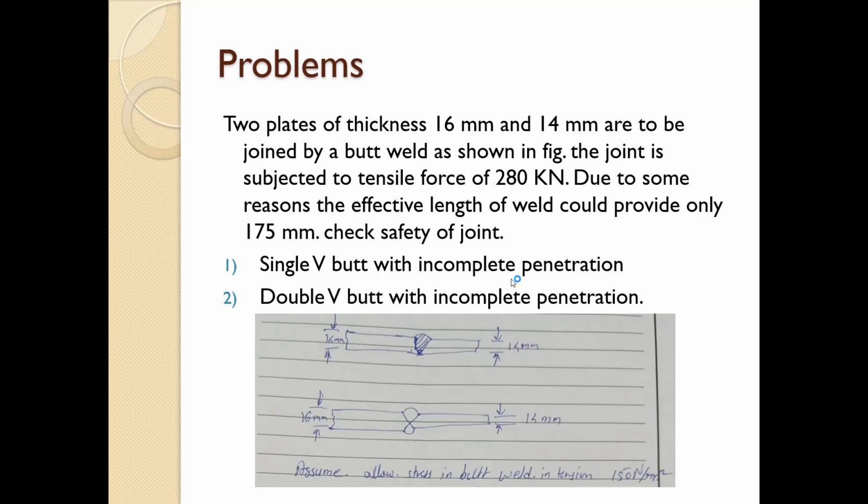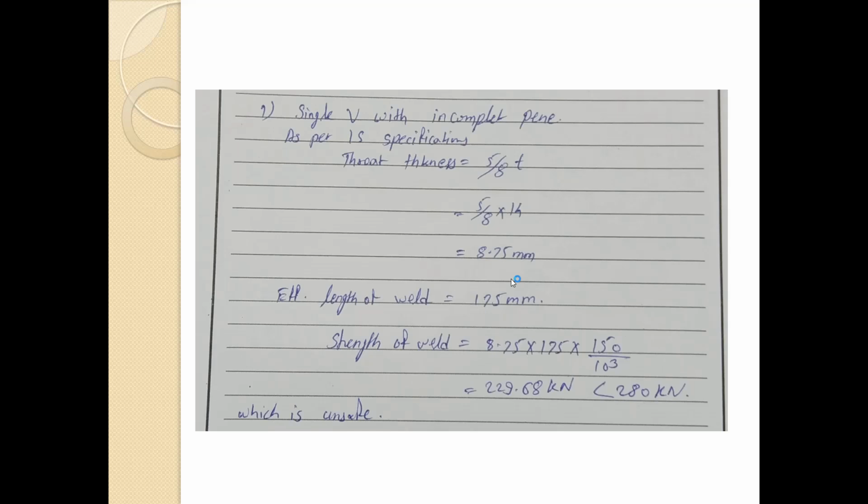So you might remember, in case of complete penetration, it shows the strength same as the member, but in case of incomplete penetration, in case of butt joint, we have to calculate by using the formula. So we are assuming the allowable stress in butt weld in tension is 150 N/mm². So first case, that is single V with incomplete penetration.